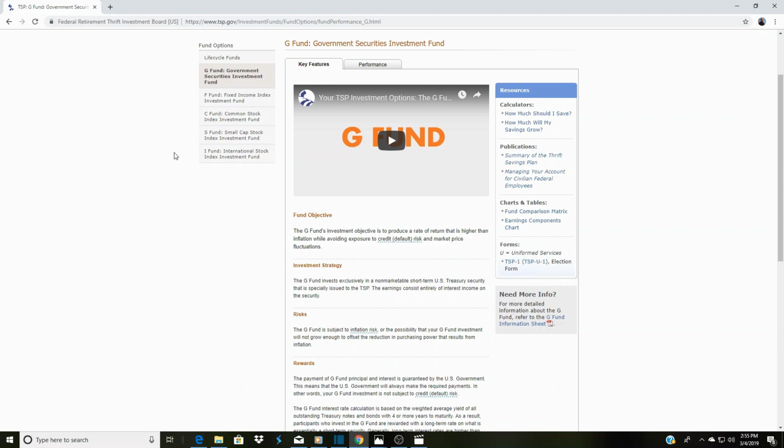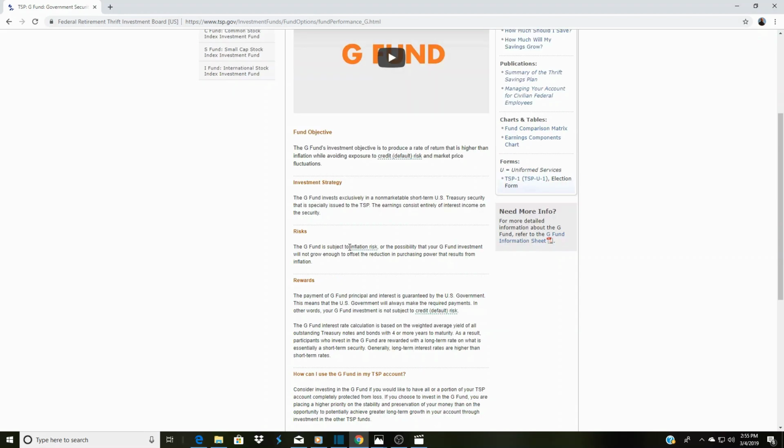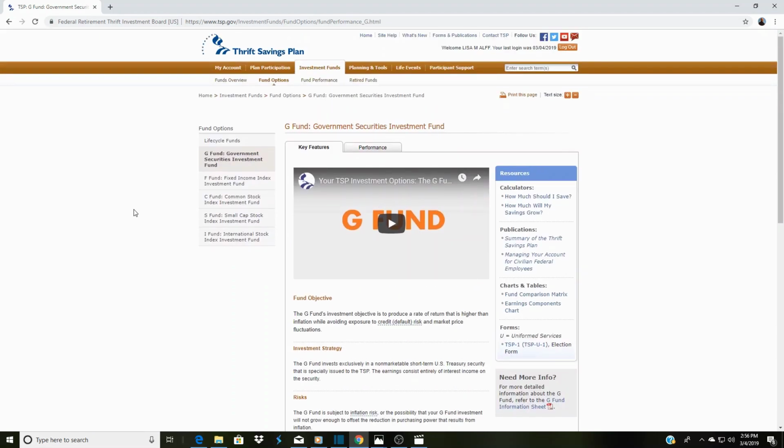So your first investment choice you have is the G fund, G like Gary. It is a special fund exclusive to the TSP. It's a short-term United States Treasury security that is specially issued to the TSP. So this fund does not have a lot of risk involved with it. It has over time beaten inflation, but just by a little bit. So we will look at this fund in our asset allocation.